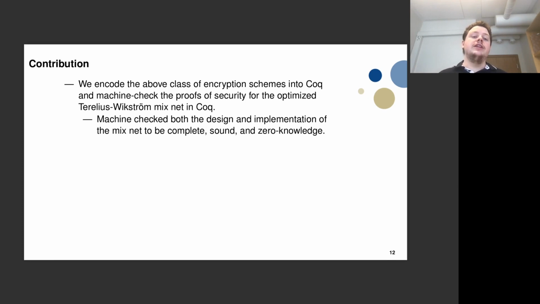Okay, so then what we did is we encoded the above class of encryption schemes into Coq, and machine checked the security proof that I talked about previously. So we checked that yes, if you build a mixnet on top of anything inside this class, it is actually a valid proof of shuffle. And we machine checked that the implementation of the mixnet is complete. That is, honest parties will happily terminate. Sound, if the verifier accepts, with overwhelming probability the statement is true. And zero knowledge, it doesn't leak anything more than just the statement.